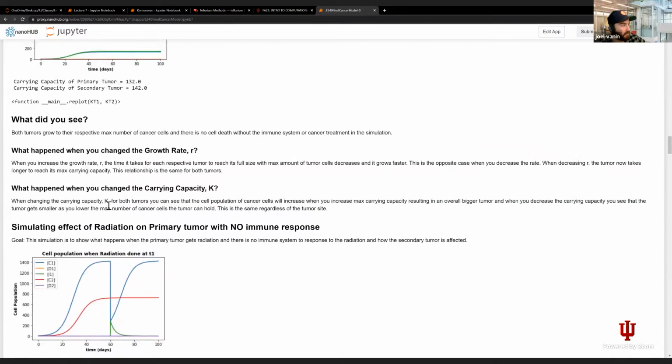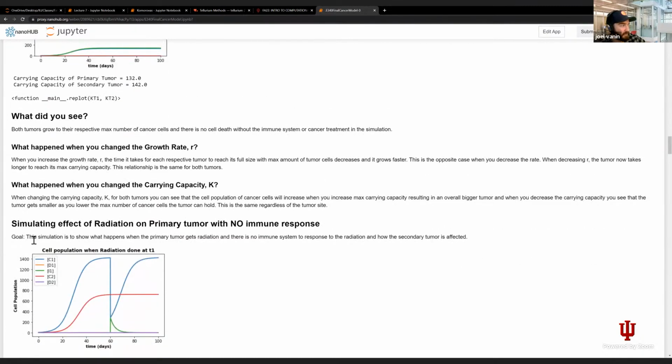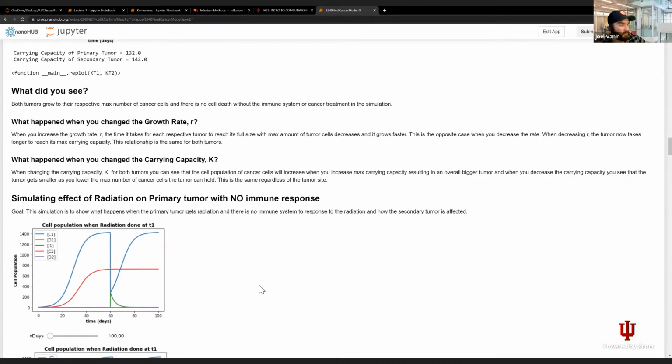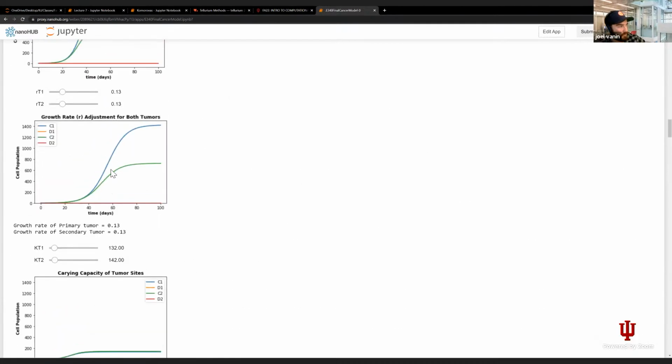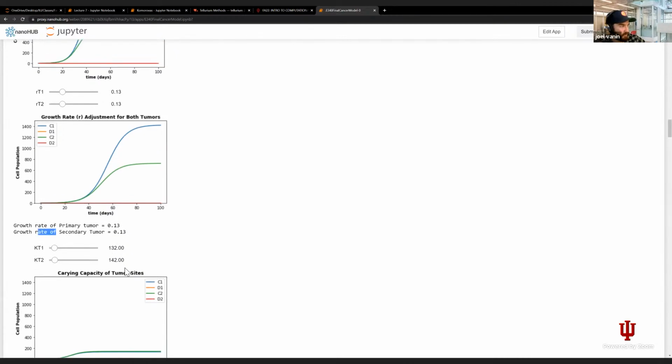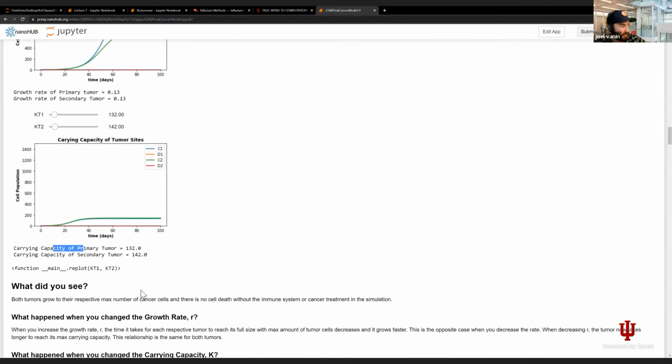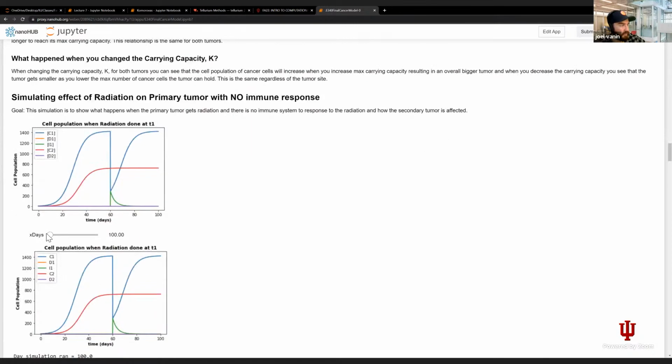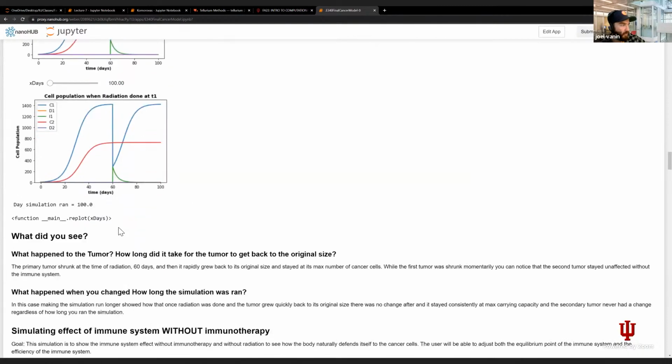Moving on, another good point on this project is that they start adding one thing at a time to the model. On the first model, we're just looking at how fast the cancer grows based on these parameters, the rate of growth and the carrying capacity. And then we start putting treatments on it and see how that affects the cancer growth.